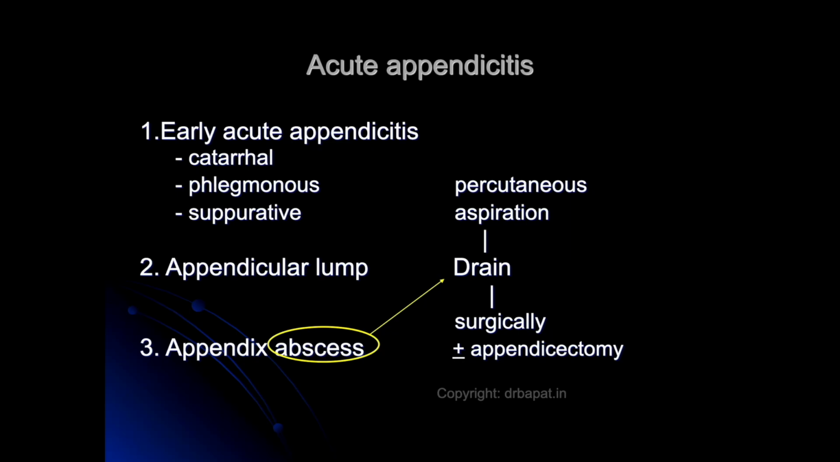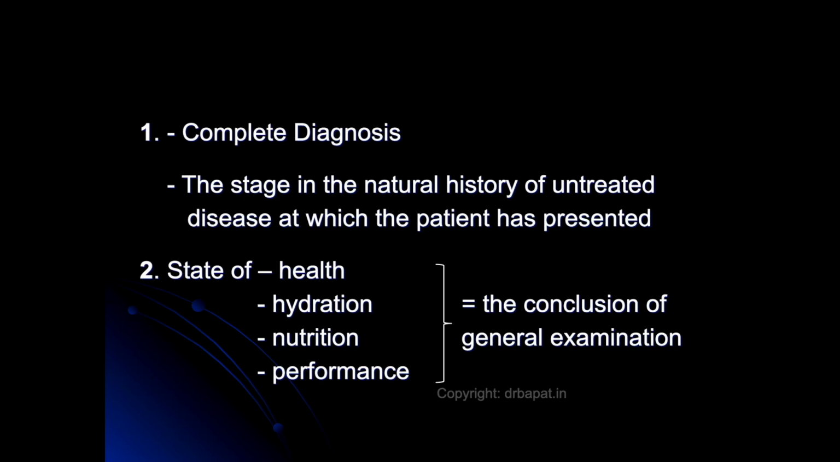Thus, one cannot make a general blanket statement that appendicectomy is the treatment for appendicitis. Are you convinced now as to why it is important to look at the stage in the natural history of a disease at which the patient has presented? That is why it is important to learn pathology very well. So, keep these points in front of you while planning the treatment. Complete diagnosis, including the stage in the natural history of untreated disease at which the patient has presented to you, and the state of health, hydration, nutrition, and performance.